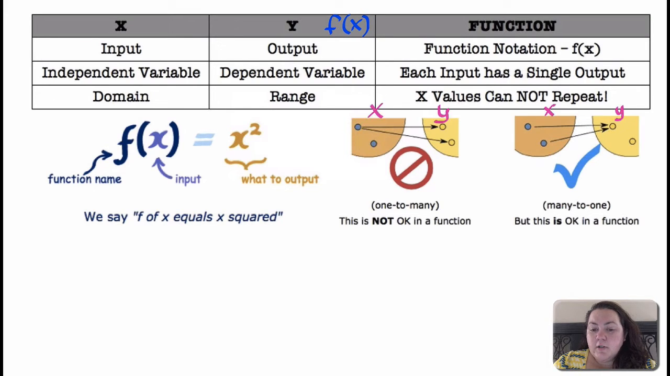Now, on the other examples, we have x and y values. So this one, I have an x value going to two different y values. Well, each input, each x, has to have a single output. So this x is going to two different outputs, so that is not a function. All right, if I have different x's going to the same output, that's okay. So that one would be a function.